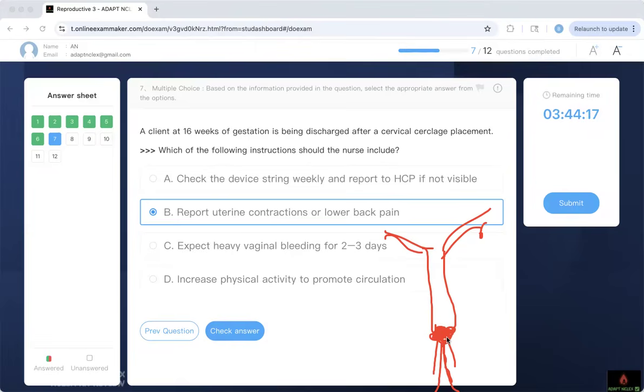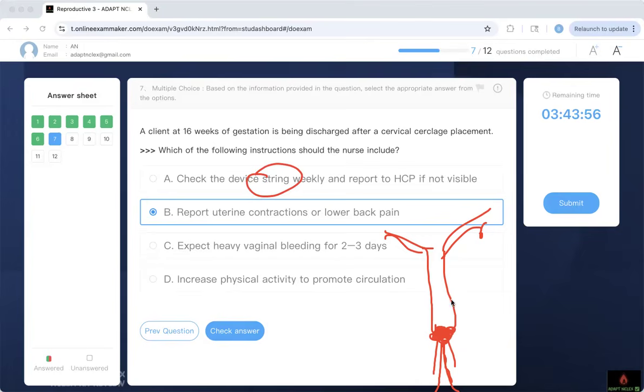You go through the cervix into the uterus. This one, we suture the hole so that the cervix doesn't become incompetent, and then efface and dilate, and baby comes out. Therefore, we don't see the sutures. So one is a trap. If you say looking for the string, you're not going to see it.